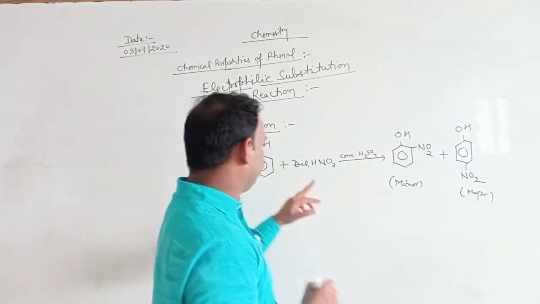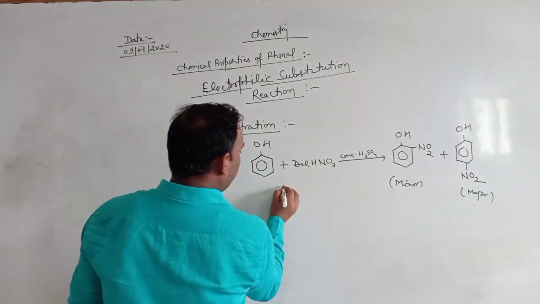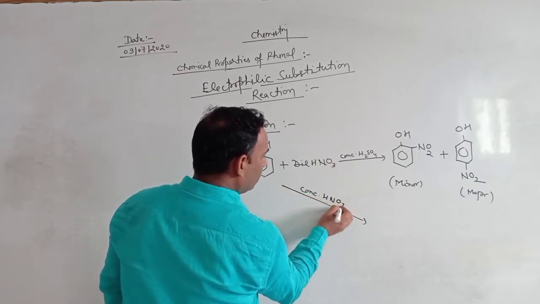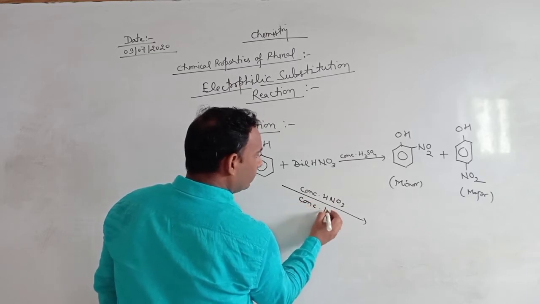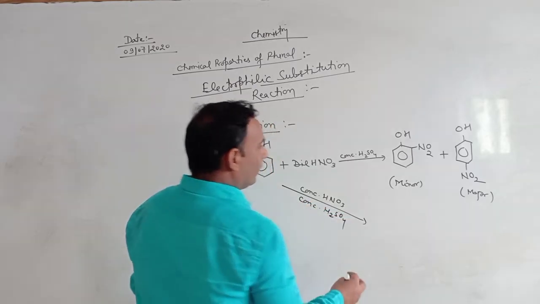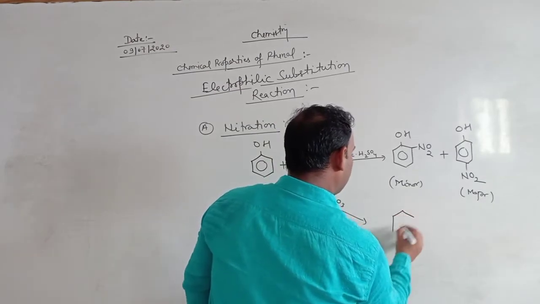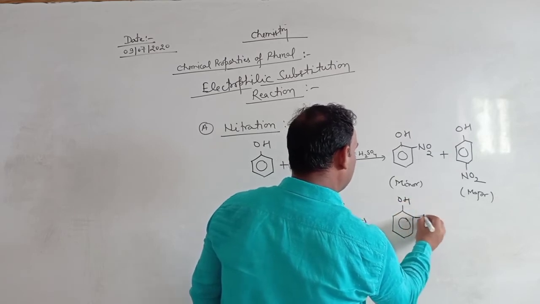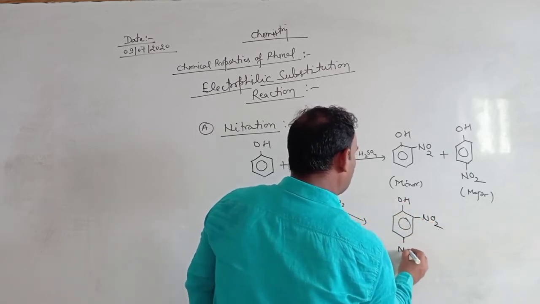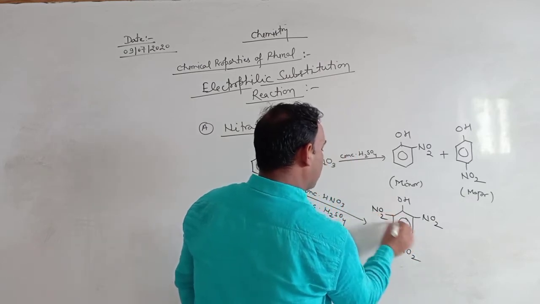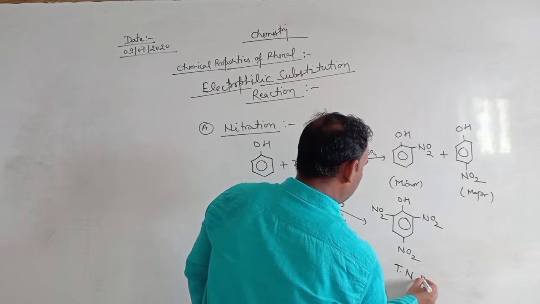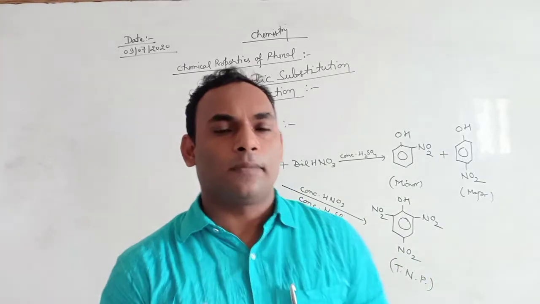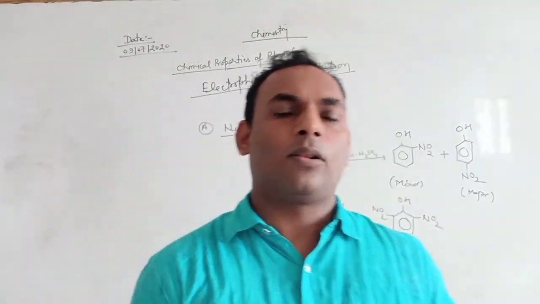But if we take concentrated HNO3 instead of dilute HNO3, then nitration takes place at all positions of ortho and para, and we get 2,4,6-trinitrophenol. Okay, TNP. This is called picric acid.